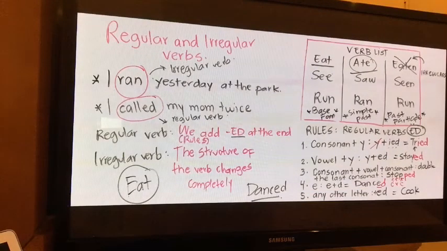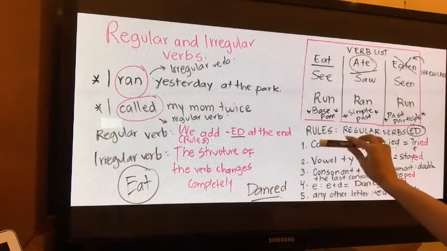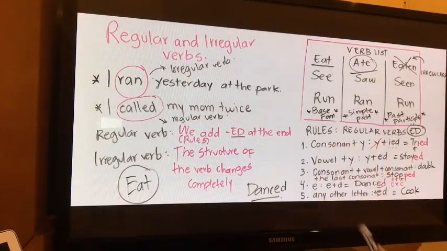Okay, so in the fifth rule, it says that if our verb ends with any other type of letter that doesn't belong to any of these four rules, the only thing that we have to do is add ed at the end. So here I have this example, it says cook. So cook ends with K, so I have to add ed at the end.